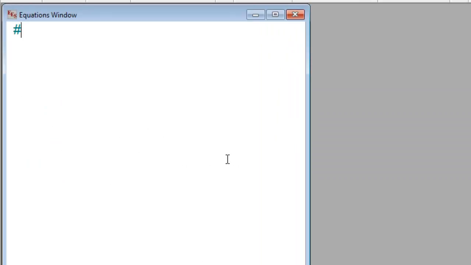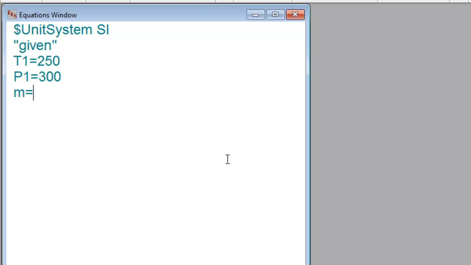Here's our equation window, and the first thing I'm going to do is put in a directive that the unit system is SI, just to make that explicitly clear. That is the default. Then I'm going to put a comment: these are my given properties, that T1 is equal to 250 and P1 is equal to 300. So that's my temperature and pressure. I don't need to write anything about the units because that's a default in the system. And the mass is 1.2 kilograms.